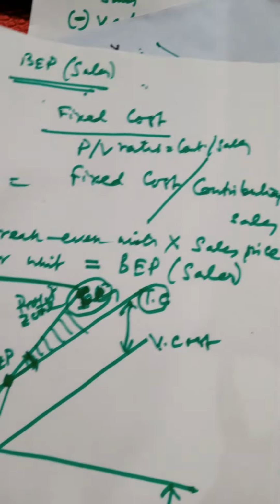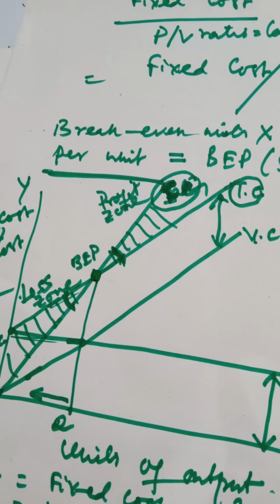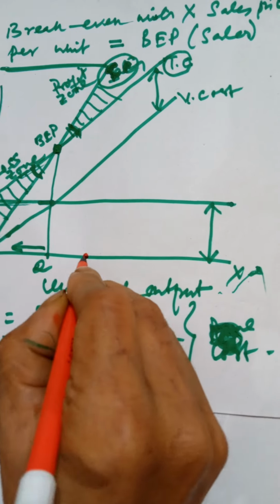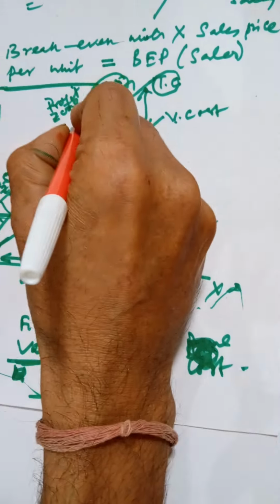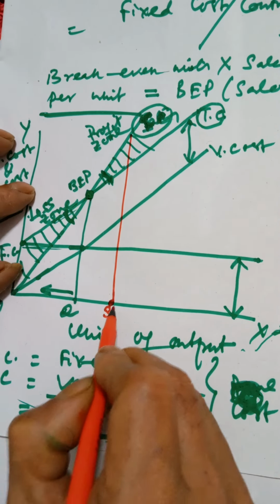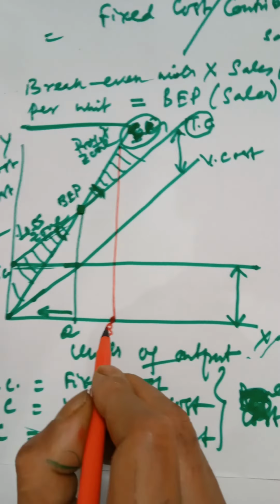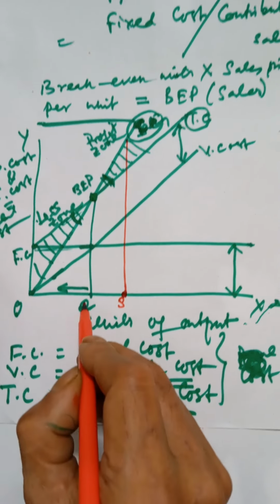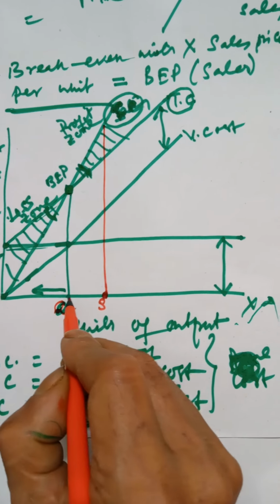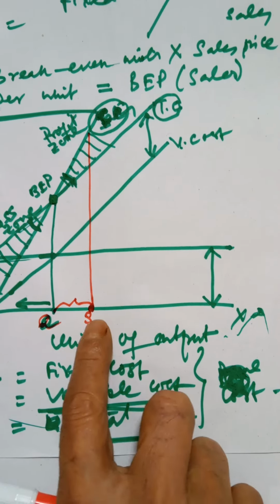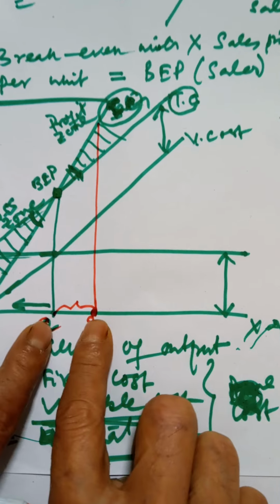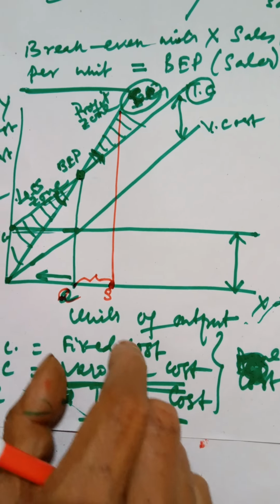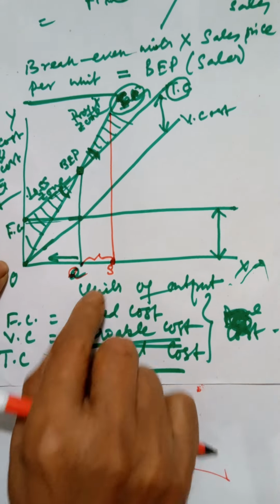Once again, please look at this figure. Suppose the producer is currently selling, say, S units of output. And what is his break-even units of output? That is OQ. We have seen it. So QS is the margin of safety. That is OS minus OQ is margin of safety in terms of quantity of output. That is, actual sales is OS and break-even sales is OQ. The difference between actual sales and break-even sales is the margin of safety in terms of units. That is QS.